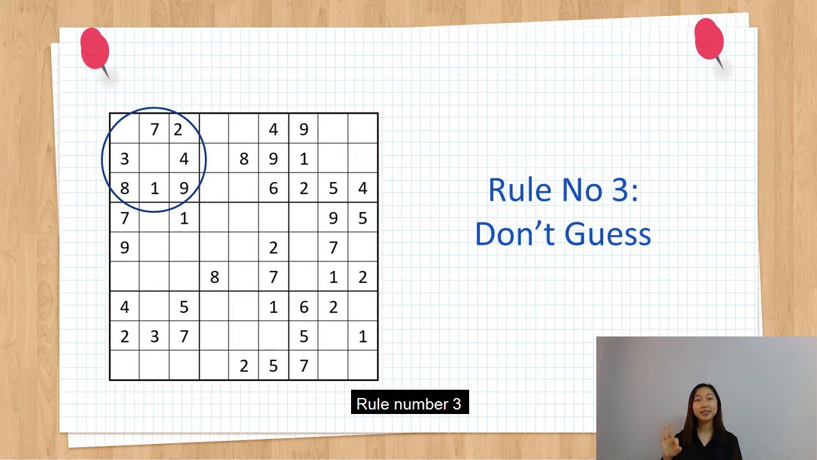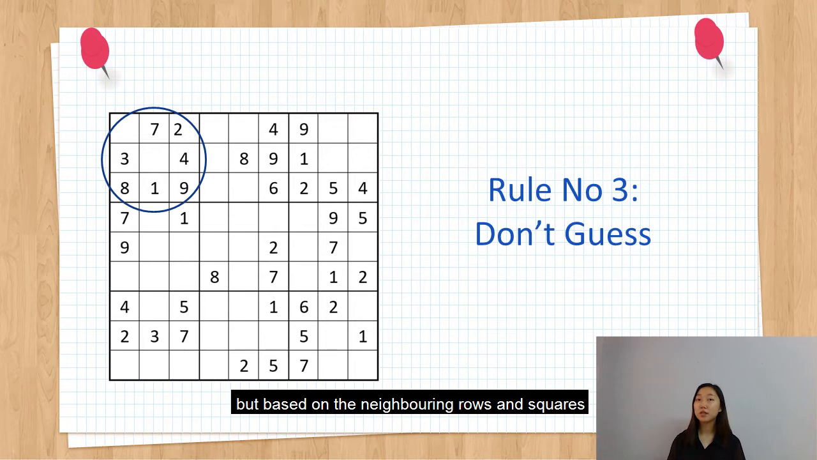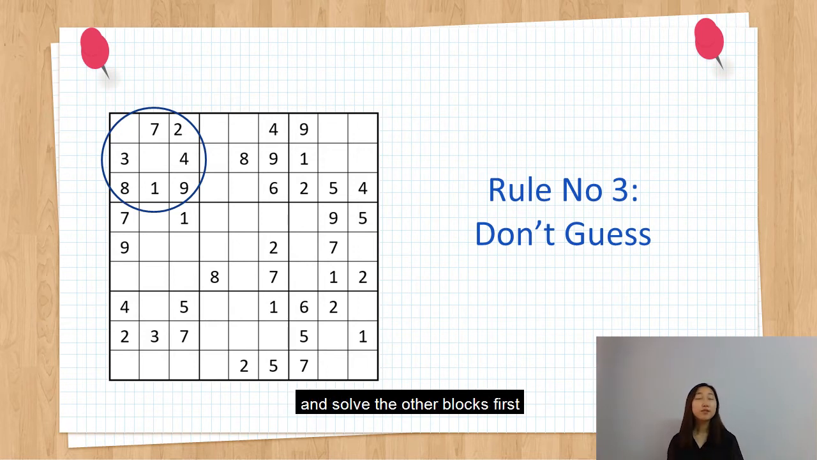Rule number 3. Don't guess. Using the same example, we know that we need to add a 5 and a 6 to be able to complete the square. But based on the neighboring rows and squares, we cannot clearly decide which number to add in which space. This means that we should ignore the upper left square and solve the other blocks first.